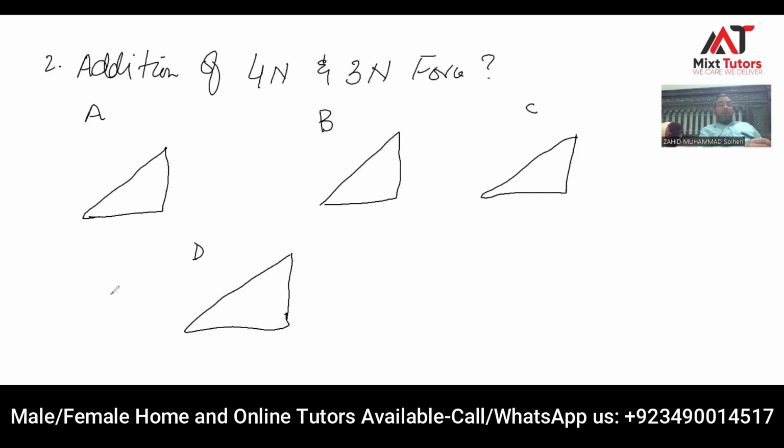Option A is this, this, and this: 4 Newton, 3 Newton, and 5 Newton. Option B is this, this, and this: 4 Newton, 3 Newton, and 5 Newton.